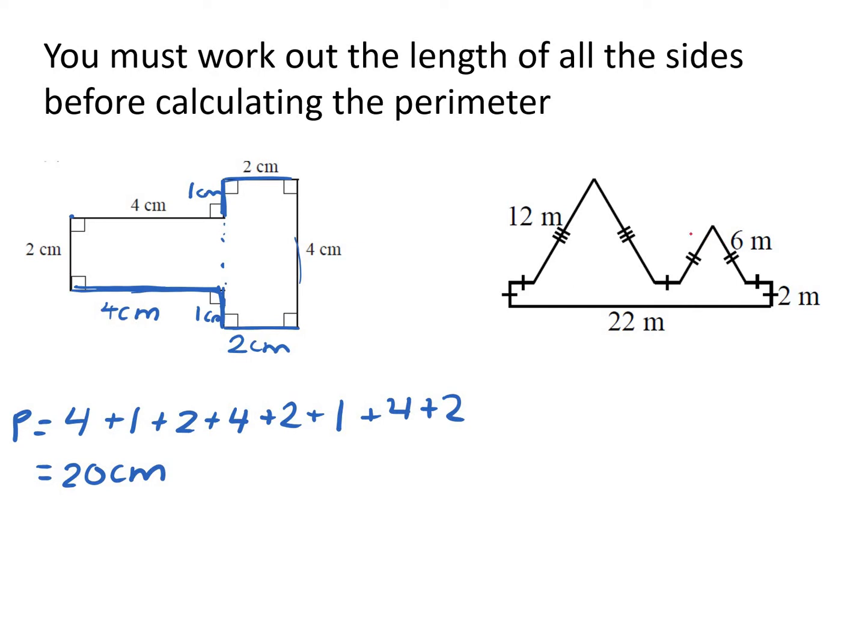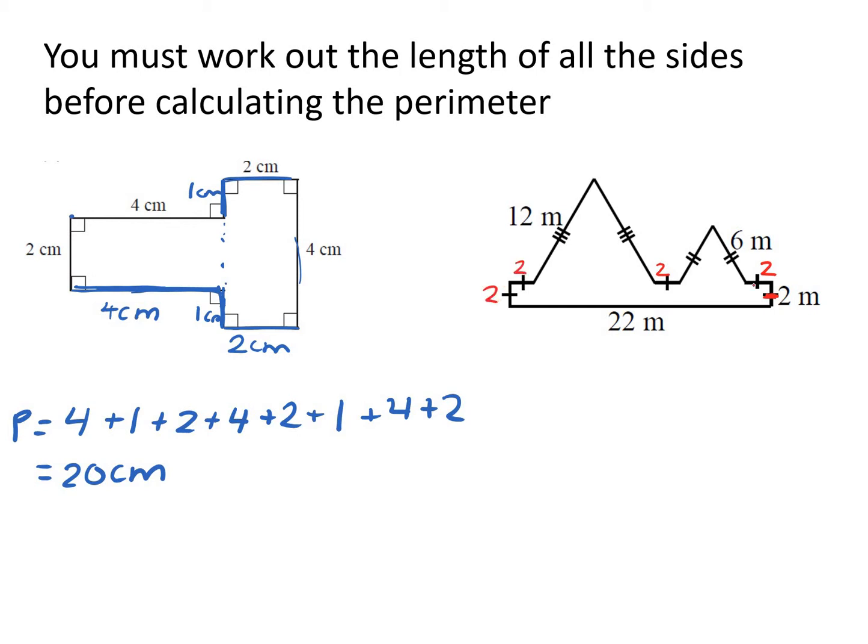Let's take a look at our second example here. It looks like there's a lot going on. What we just need to remember is what these dashes, or these lines on each side, tell us about the length of each side. In this case, you can see there's one dash, and that's telling us that side is 2 meters long. So any other side that's marked with one dash is also 2 meters long.